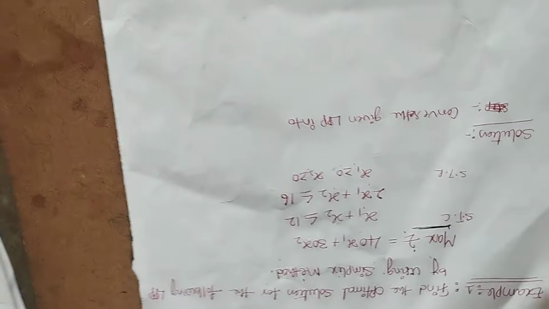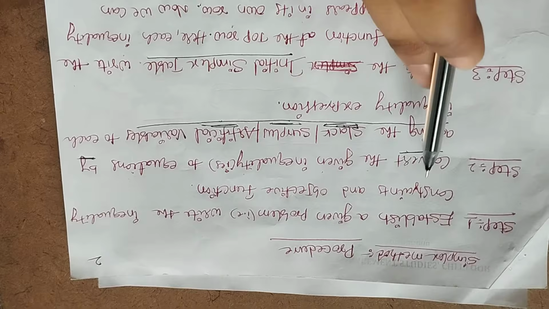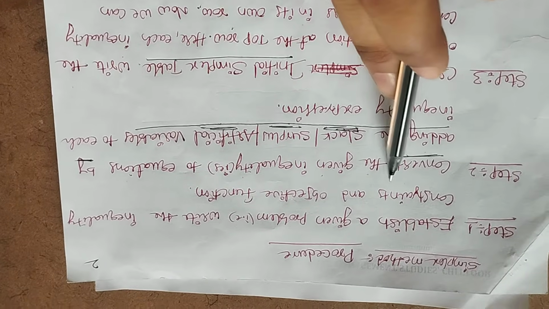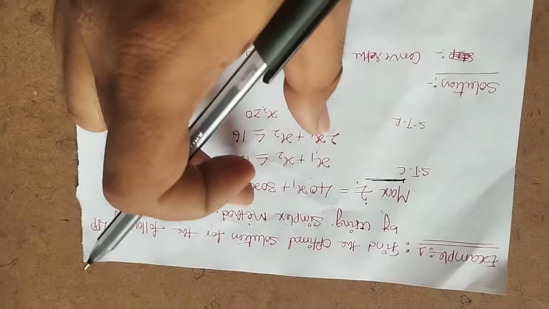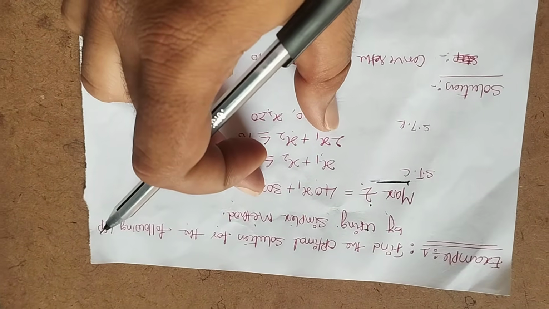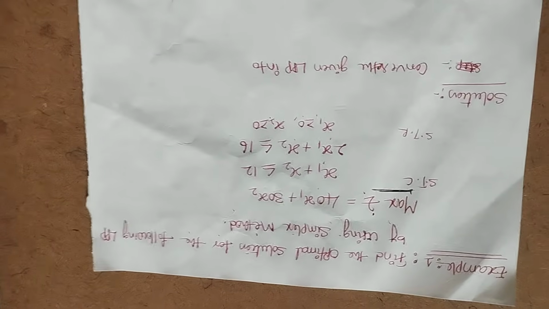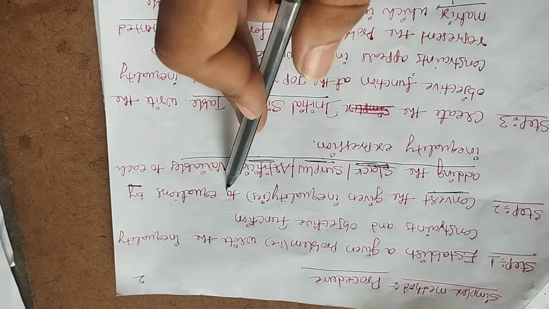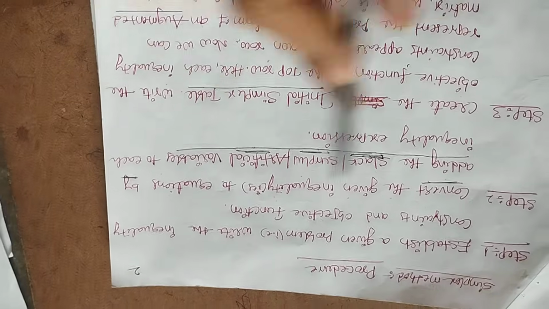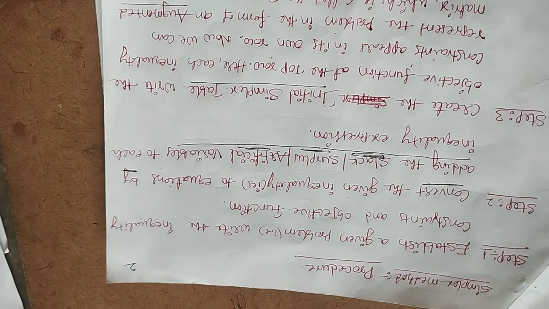Now, as per the procedure, what is the first step? Establish the given problem, write the inequality constraints and objective function. Yes, I have formulated the given LPP, with the inequality constraints and objective function. And what is the second step? Convert the given inequalities to equations by adding slack, surplus, or artificial variables to each inequality expression.